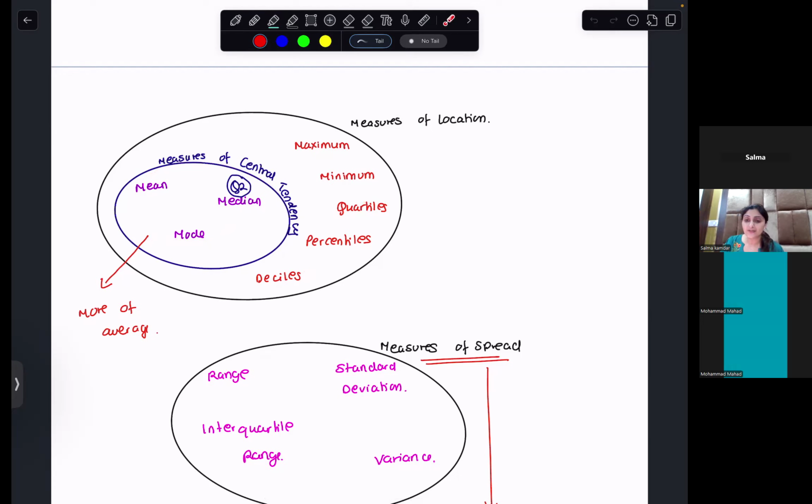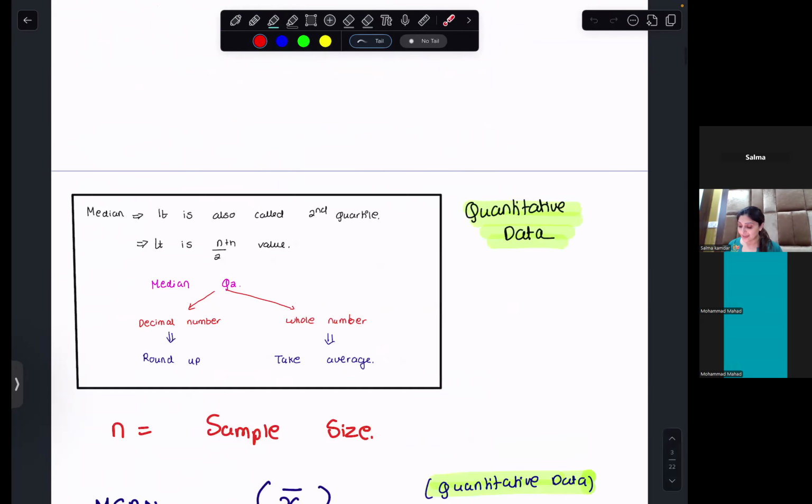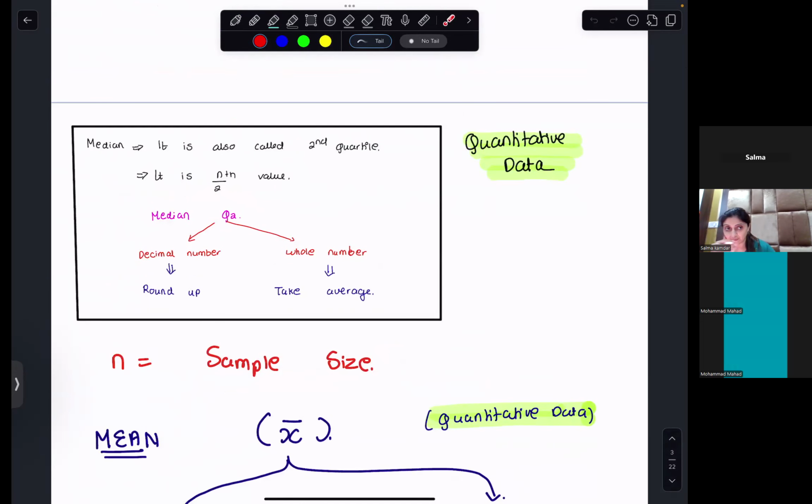When you talk about the measures of spread, what does that mean? The range, standard deviation, variance, interquartile range. Okay, fine. So measures of spread, what does that tell you? How much the data has spread.